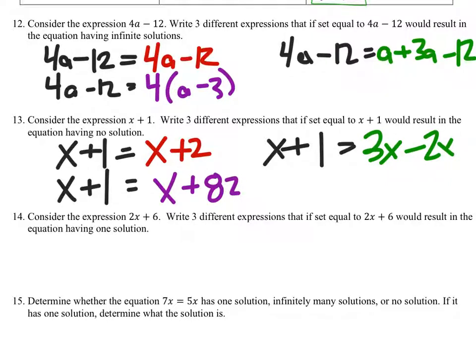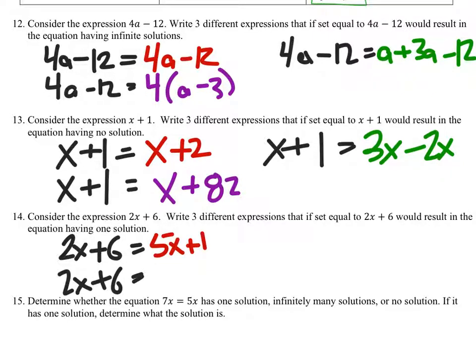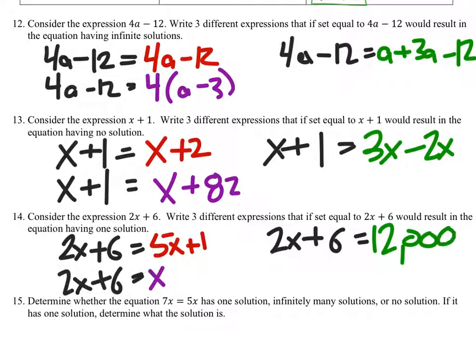Consider the expression 2x plus 6. We want 3 ones that would, if they're equal, give us one solution. So maybe 5x, maybe 5x plus 1. Maybe we got 2x plus 6 equals just x. Maybe it's 2x plus 6 equals 200, 1,200, 12,000. It doesn't matter as long as we don't have a 2x on both sides, then we're good.